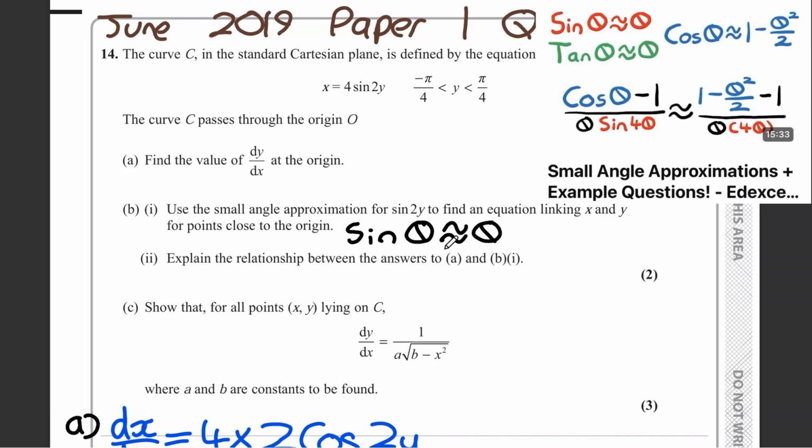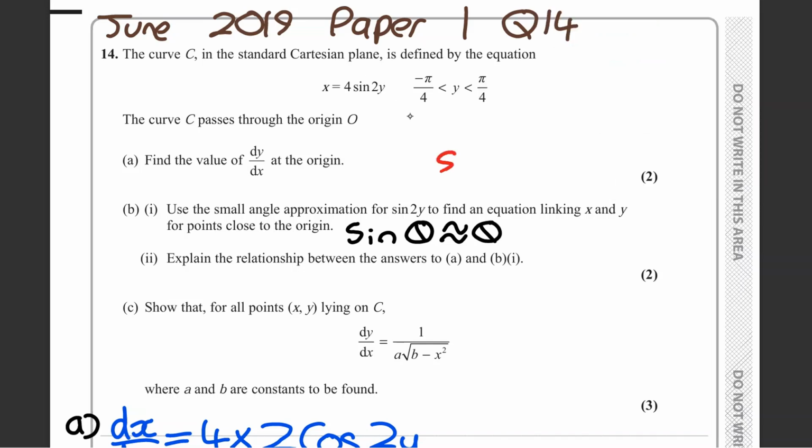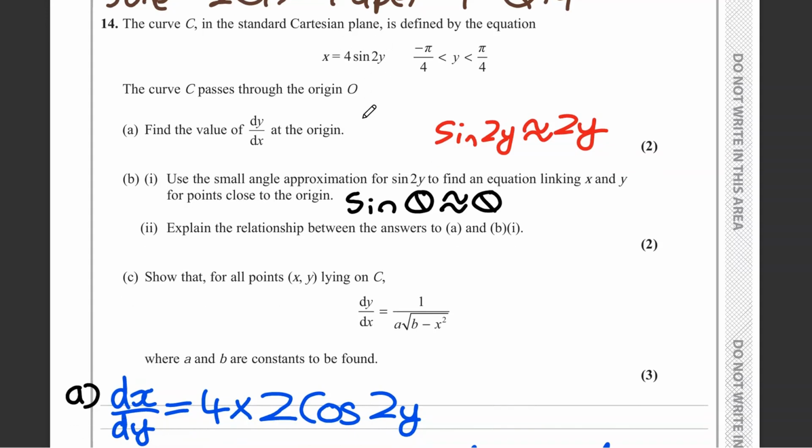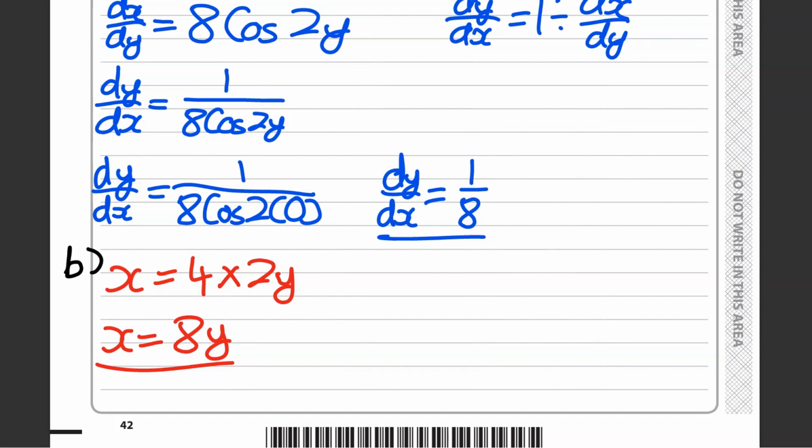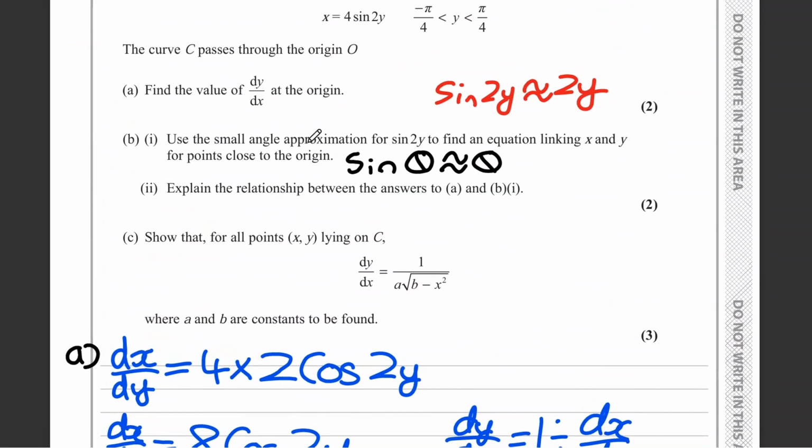So as sin theta is approximately equal to theta, as we're talking about sin 2y here, this is going to be approximately equal to 2y. So we can sub this in using small angle approximations for sin 2y. So we can write this as x is equal to 4, and then instead of sin 2y here, it's going to be 2y. So therefore x is equal to 8y. So this is an equation linking x and y for points close to the origin, and we use small angle approximations.